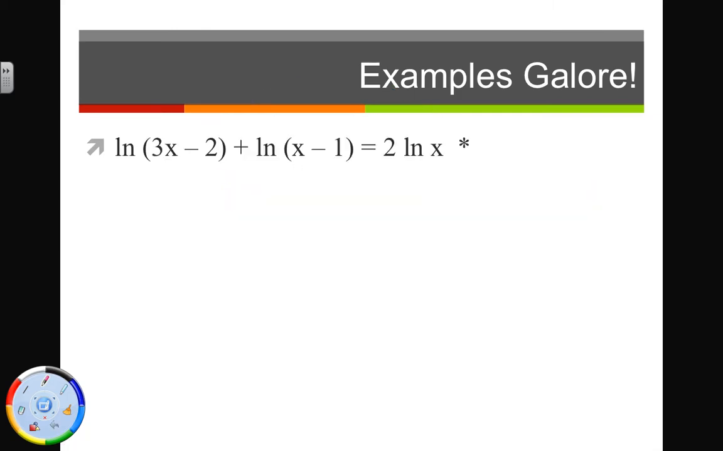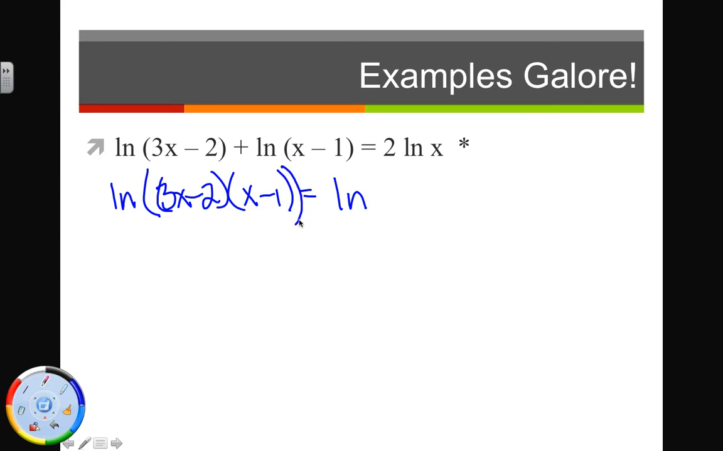All right, so here comes some challenging ones. This one gets an asterisk because I think it's a challenging problem. You just get to use some properties. First property saying, let's combine these two natural logs. So this becomes the natural log of 3x minus 2 times x minus 1. And I'm also going to put the power property here on the right-hand side. So this becomes the natural log of x squared.